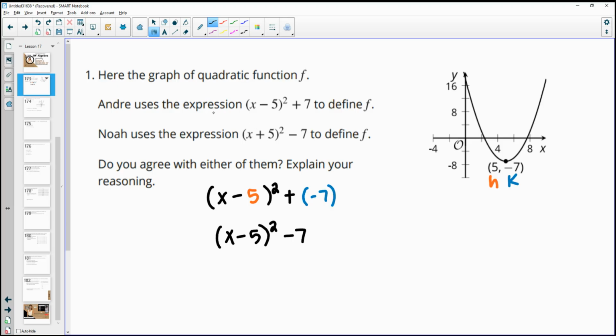And so that means that we don't agree with either Andre or Noah, because Andre's should have a -7 right here, and Noah's should have a -5 inside of here. So neither one.